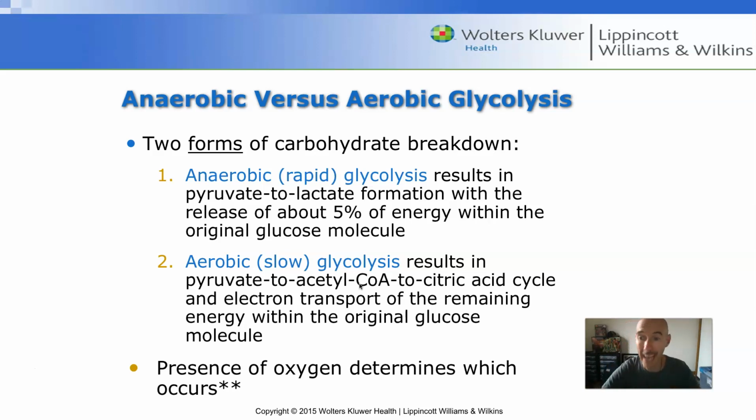Now, if oxygen is absent, it's going to be anaerobic glycolysis or rapid glycolysis. In that case, pyruvate, which we'll see is the end product of the glycolytic cycle, gets converted to lactic acid or lactate. Okay, now, is that a problem? It can be, right? If you've ever run as fast as you can for as long as you can, you probably notice that your muscles start to burn, right?